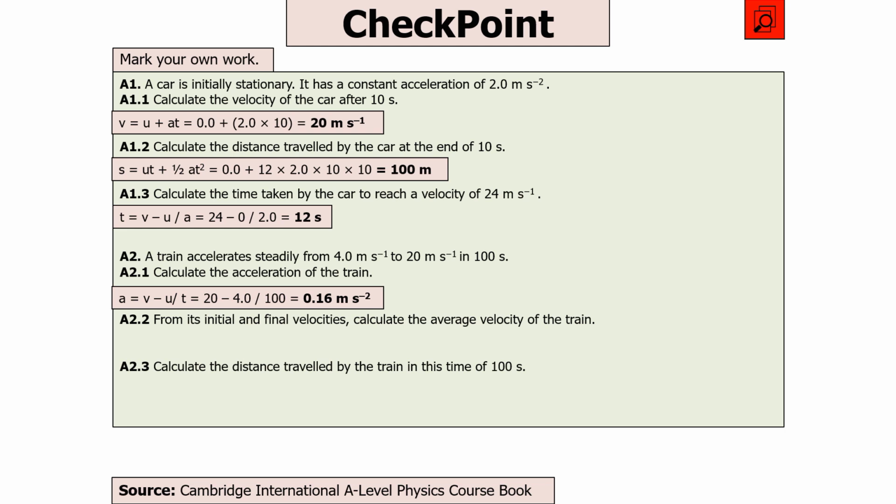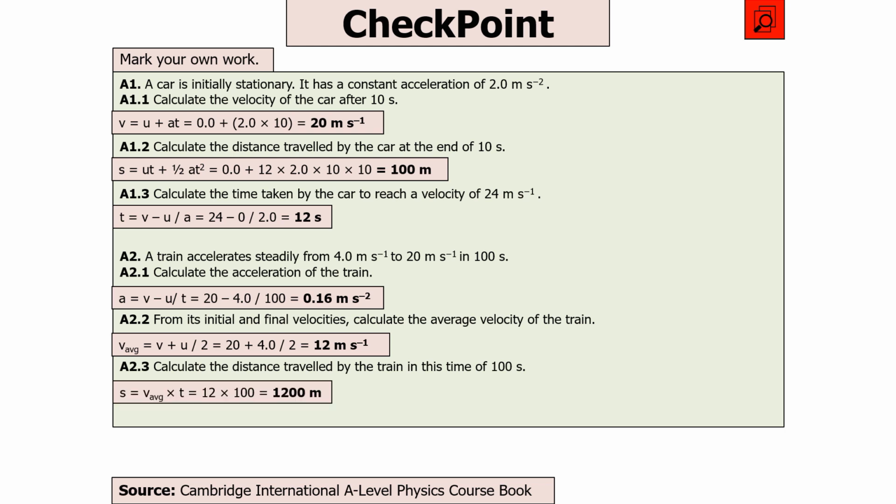In the next question again, a is equal to v minus u over t. You've got v, you've got u, you've got t in the information, so you get 0.16 meters per second squared. Now, the average velocity is the mean of the initial and the final, so it's the initial and the final added together, divided by 2, so we get 12 meters per second. And then the distance travelled by the train in this time is going to be, if you think about it, speed is distance over time. So therefore we can say distance is speed times time when we're using the average speed, so it's 12 times 100, it's 1,200 meters.